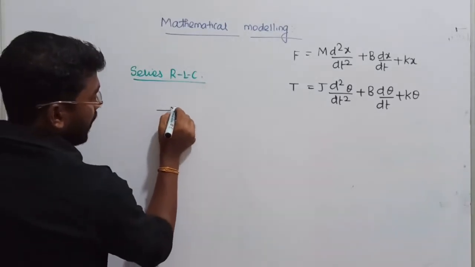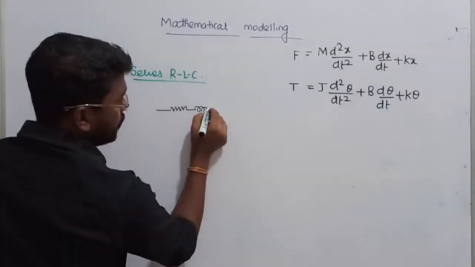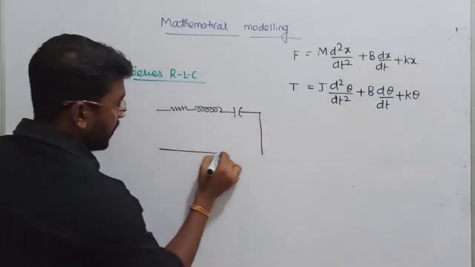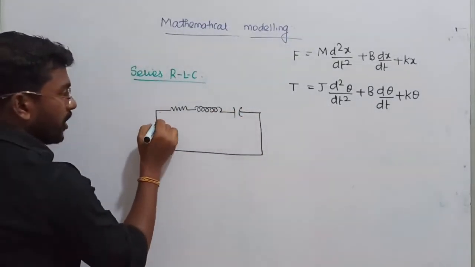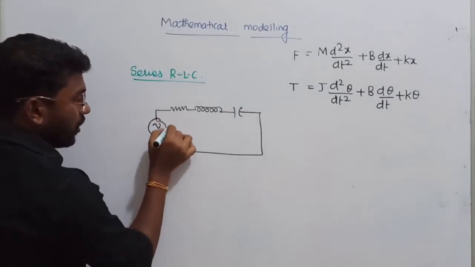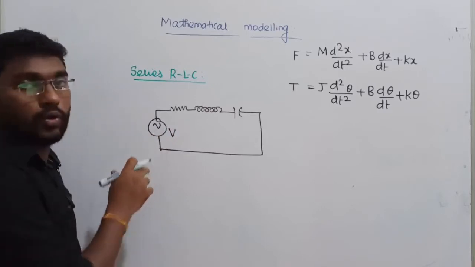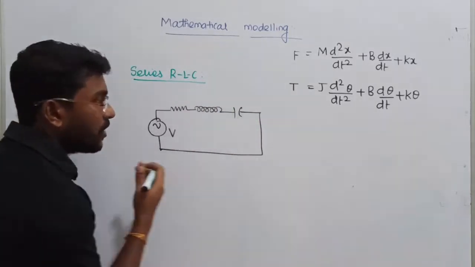So the moment we connect all the elements in series, what am I going to do? Let me connect a voltage source here. I said in a series RLC circuit, the applied source is our voltage, and it will be shared with all the elements.